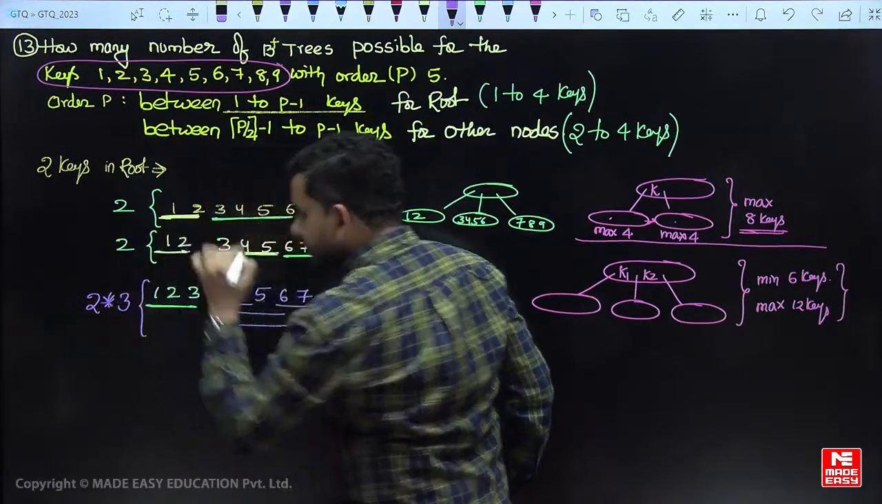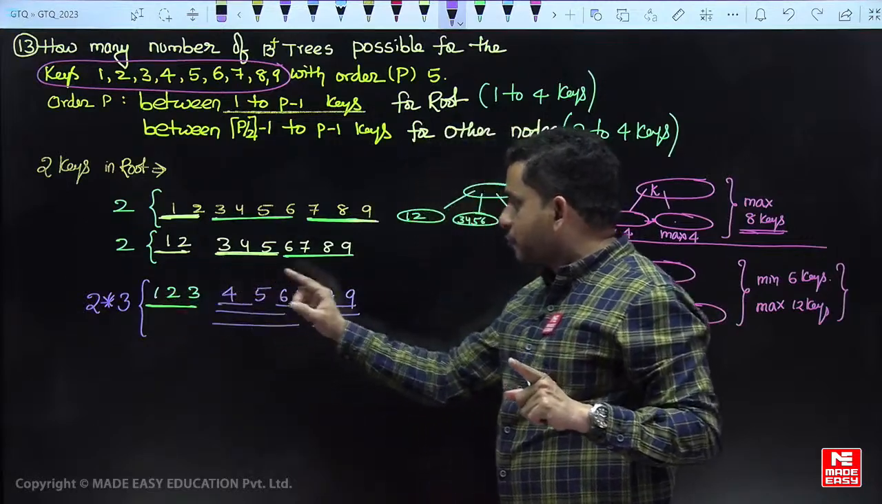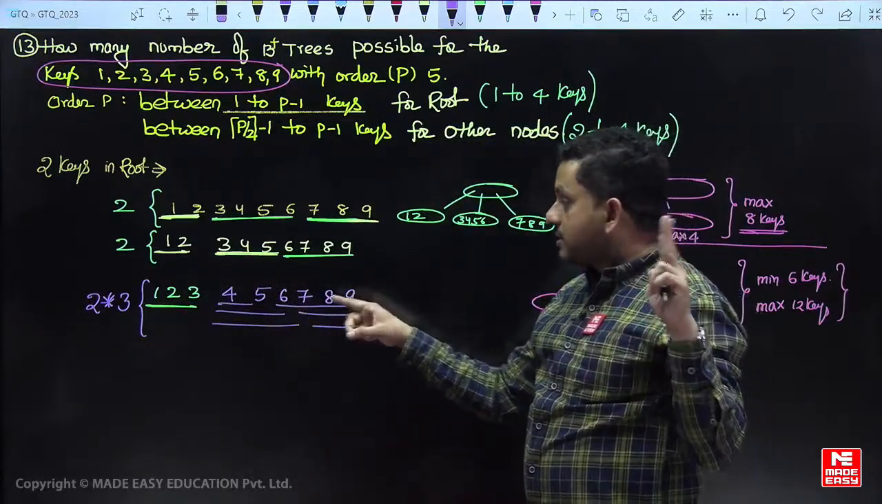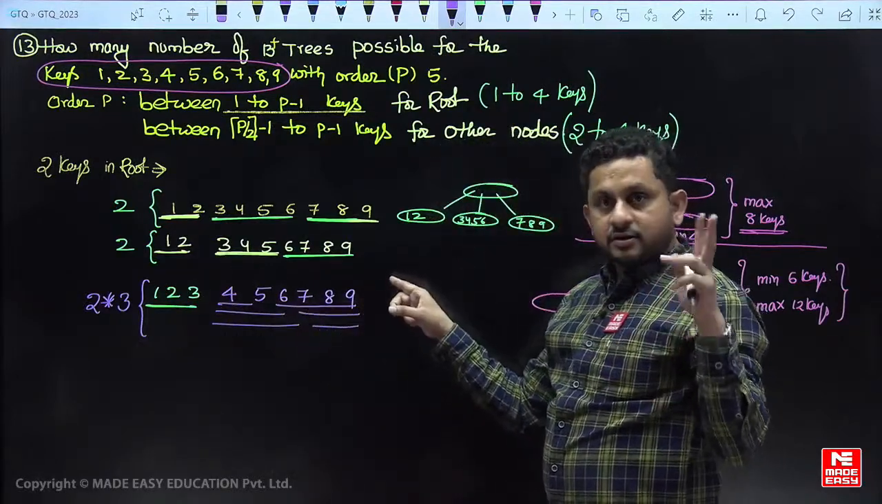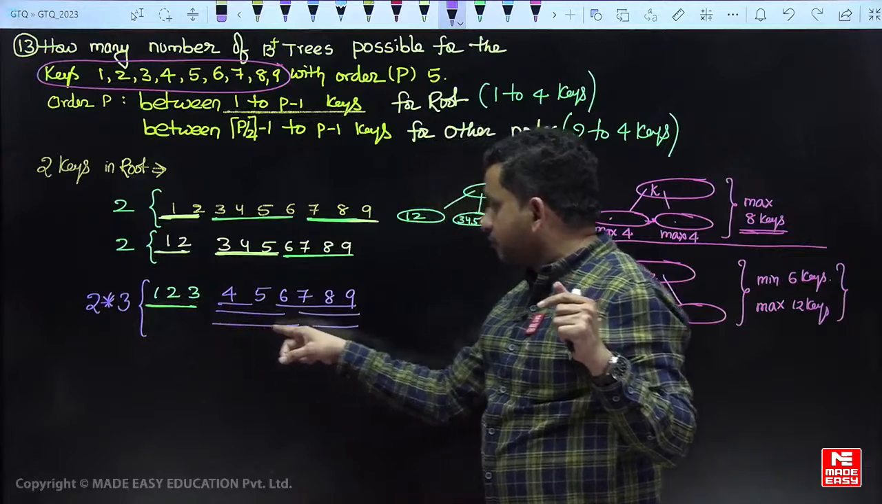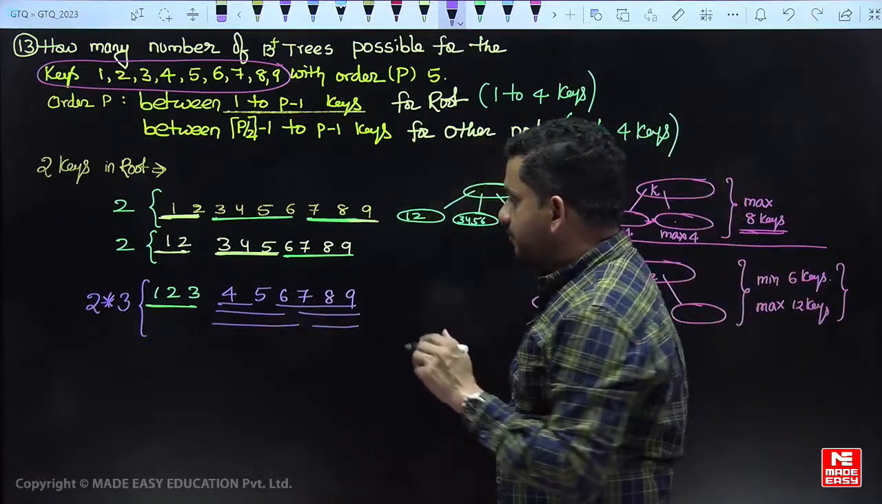What is the first tree? 3 leaf nodes: 1 2 3, 4 5 6, 7 8 9. Second tree: 1 2 3, 4 5, 6 7 8 9. Third tree: 1 2 3, 4 5 6 7, and 8 9. So these are the cases for 3 keys in the first leaf node.